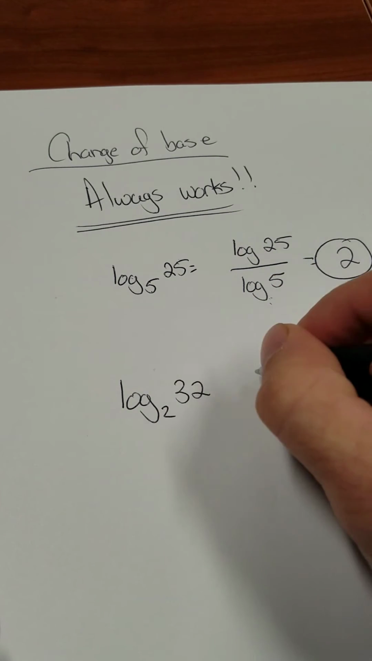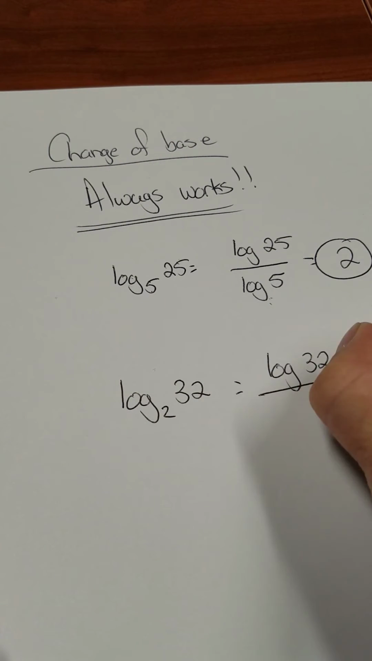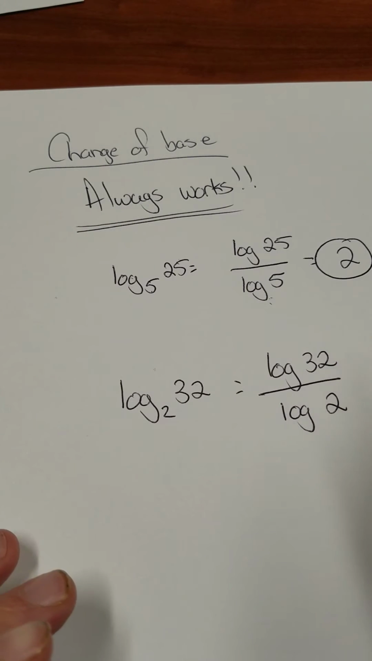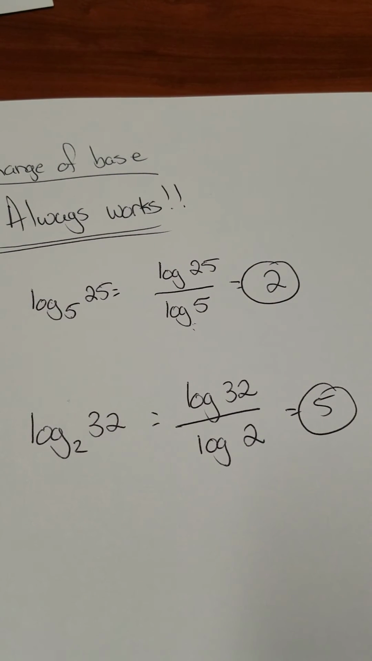So let's say we have something like this. Log base 2 of 32. Rewrite it: log of 32, and then the base goes on the bottom. Base, bottom. So 2 to what power is going to give me 32? That's going to give me 5. But if you type it in to use change of base, you'll figure out that that's 5. So this works for any problem.